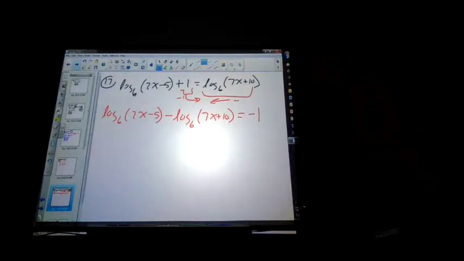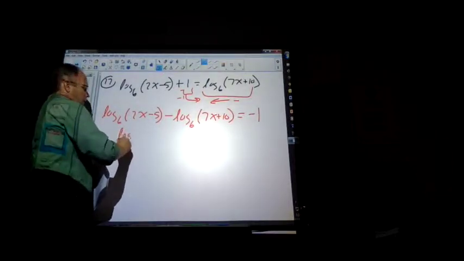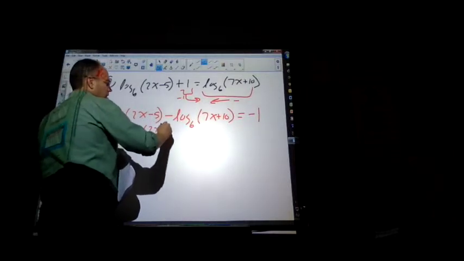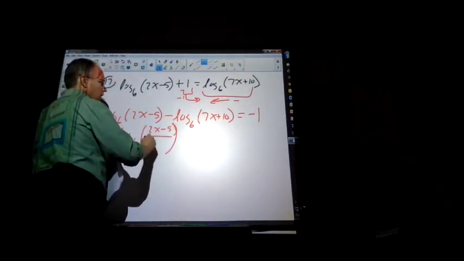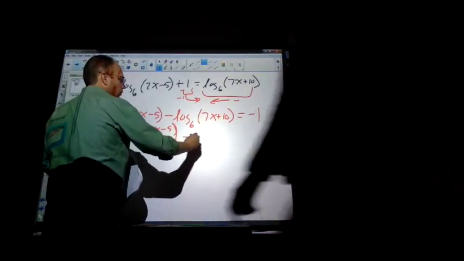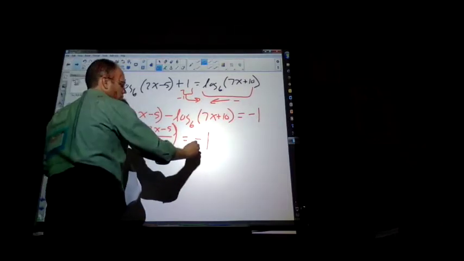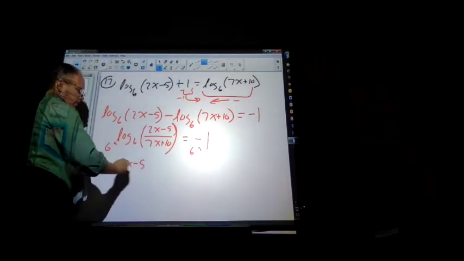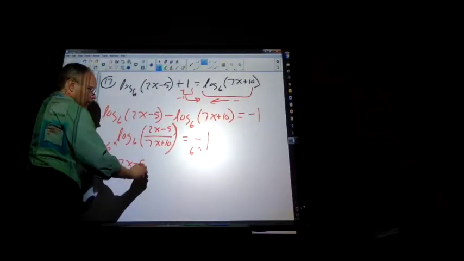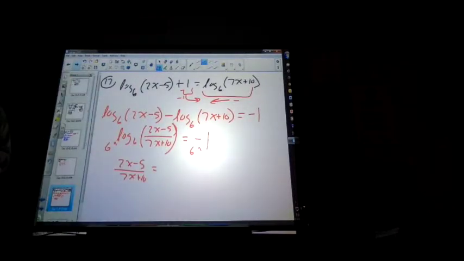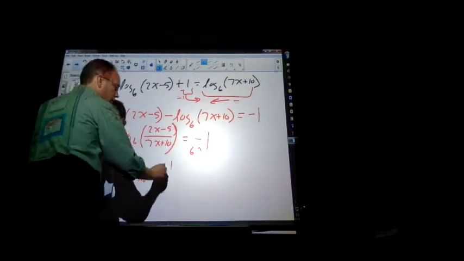How can I condense the left side now? Yeah, make it a fraction. Good job. So log base 6 of 2x minus 5 over 7x plus 10 equals -1. Now what can I do? I can exponentiate both sides. It's your choice how you want to do it. So 6 raised to the, and 6 raised to the. I'm going to get 2x minus 5 over 7x plus 10 equals 6 to the -1 power. What's 6 to the -1? 1/6. Good.